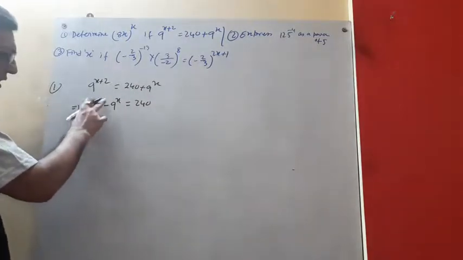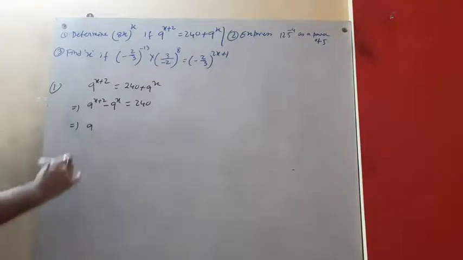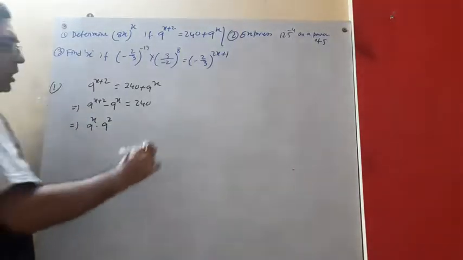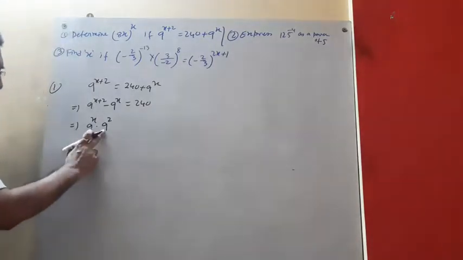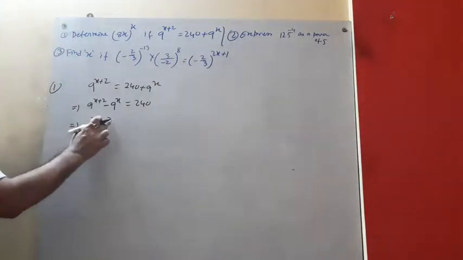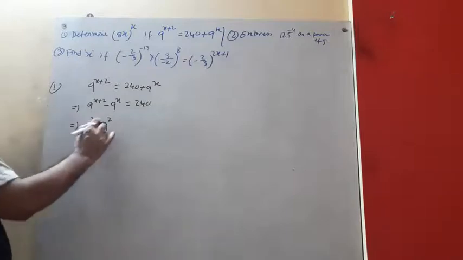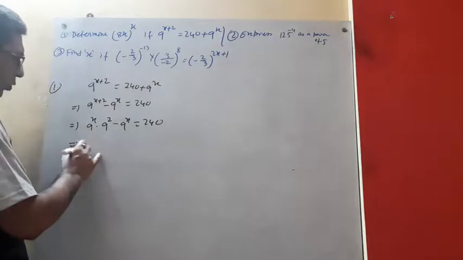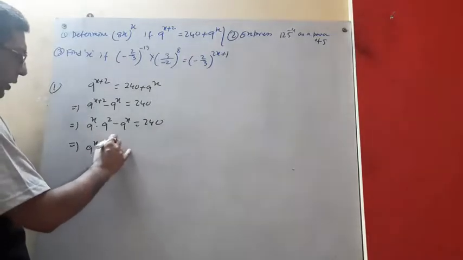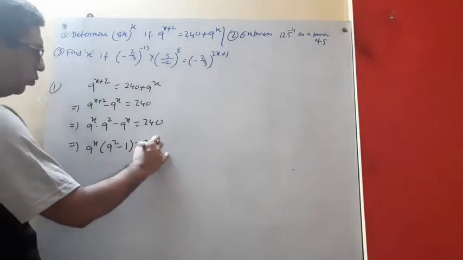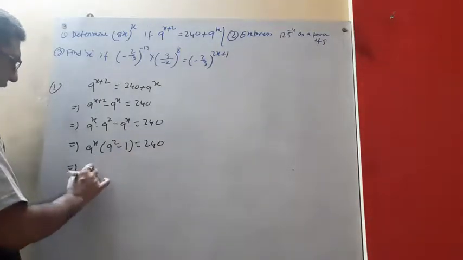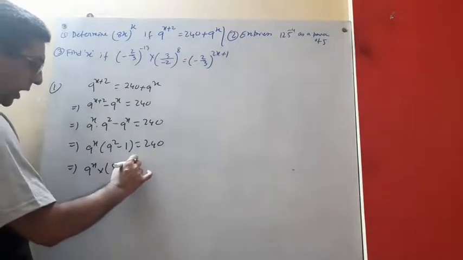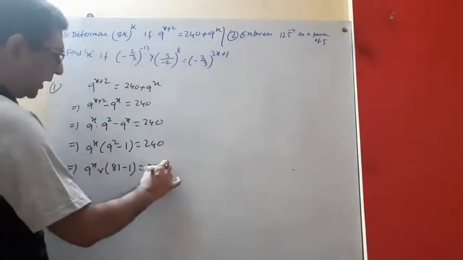Look, what is 9 to the power x plus 2? That means 9 to the power x into 9 square. Why, sir? Multiply these two, same base and powers added. So this can be written as this one, and this is minus 9 to the power x equal to 240. So 9 to the power x is common: 9 square minus 1 equal to 240. That means 9 to the power x into, this is 81 minus 1, equal to 240, right?